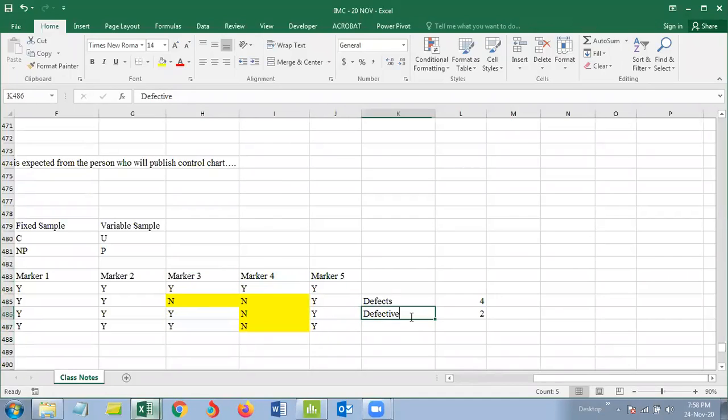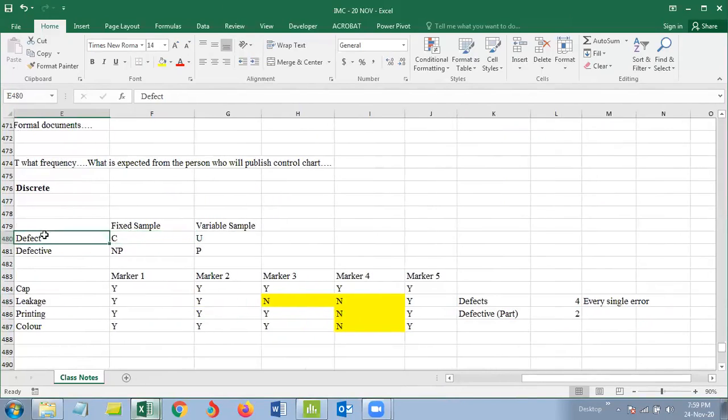Markers are defective. This is the part itself. How many parts are defective? Defects are every single error. Every single error is the defect, the type. Defective is the part. So of the parts, we had two defective markers. That's what we work on, or you are counting the number of defects. So if your organization is concerned about reducing the count of every error, then you will be making a chart from the defect row. If your organization is working on reducing the count of errors, then you pick up a C chart or a U chart.